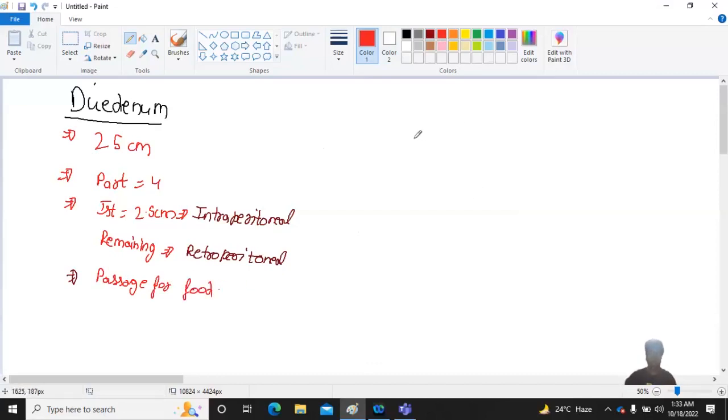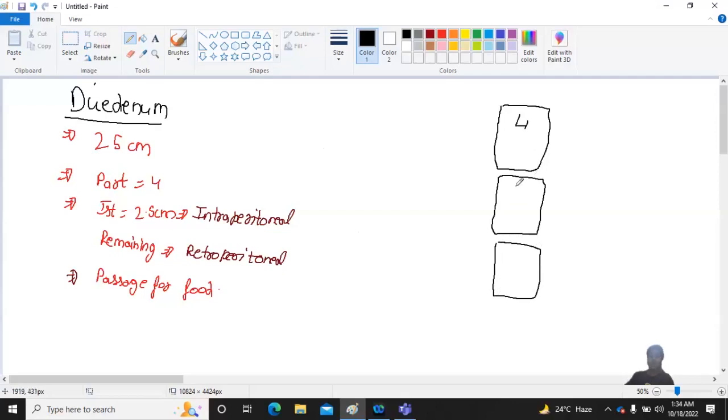Done. So first we take a section of the duodenum, their position and location. These are the vertebrae. Remember, it is present in the lumbar region. So these are the lumbar vertebrae: L1, L2 and L3. These are the three vertebrae. And the duodenum is like this.